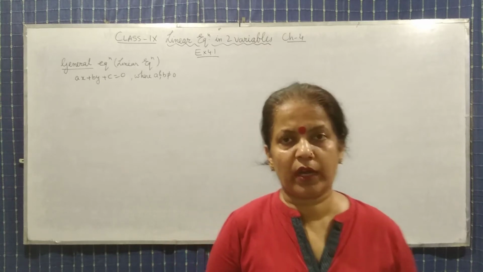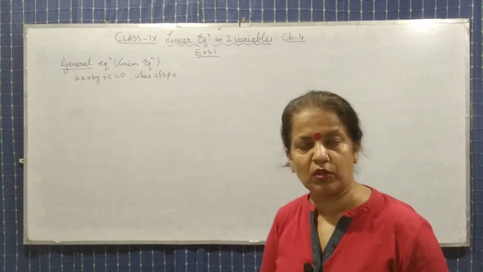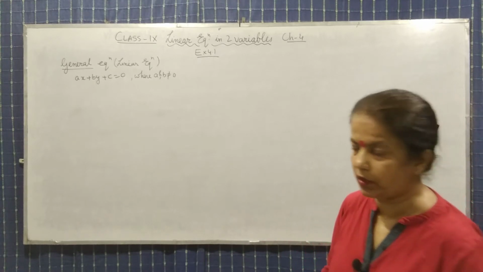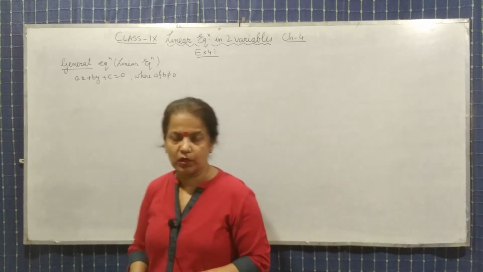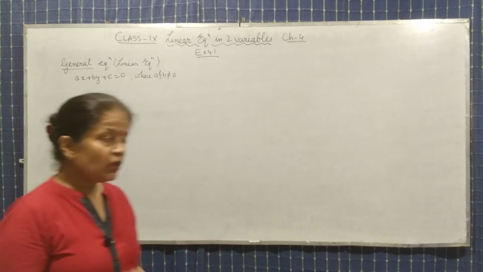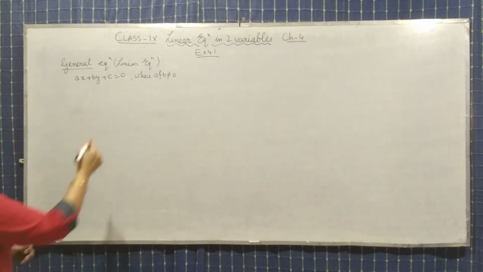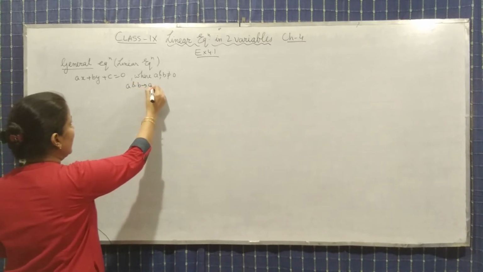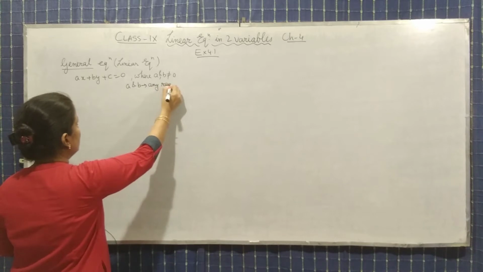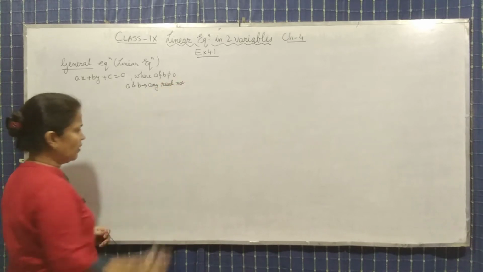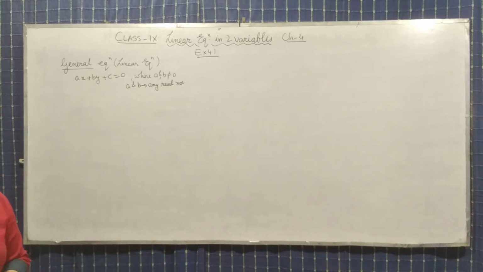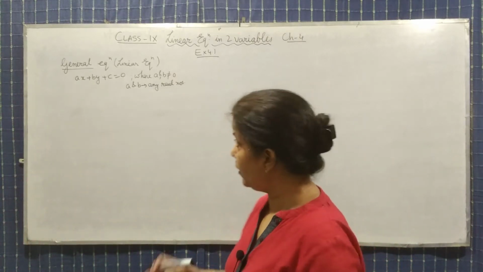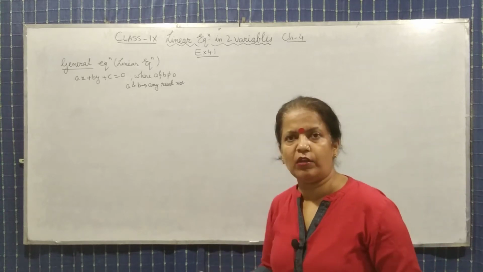If they become 0, then c equals 0 remains, and it will not be a linear equation in two variables. The whole term will become 0 if the values of a and b are 0. So this is the linear equation, and a and b can be any real numbers, any type of numbers, but it should have two variables, x and y. The coefficient can be any real number.